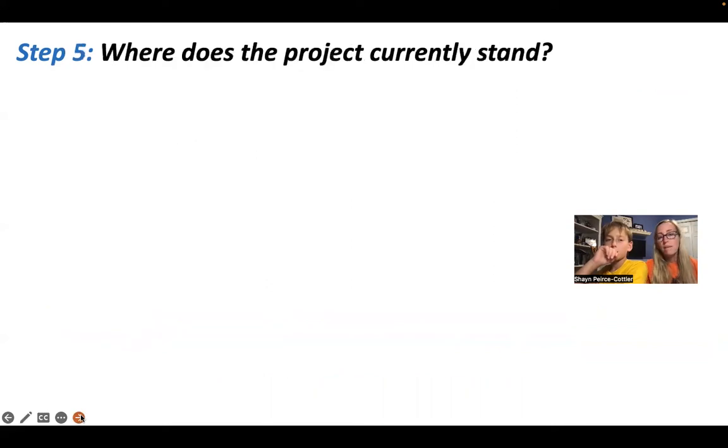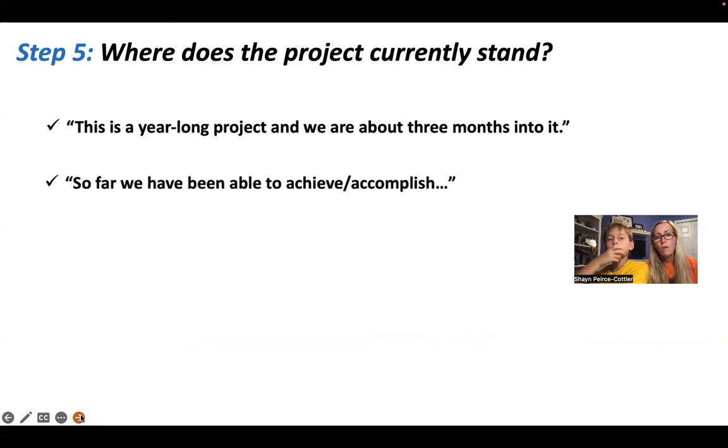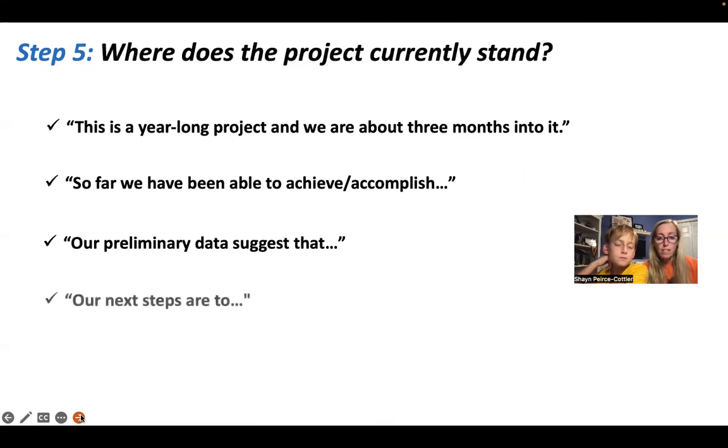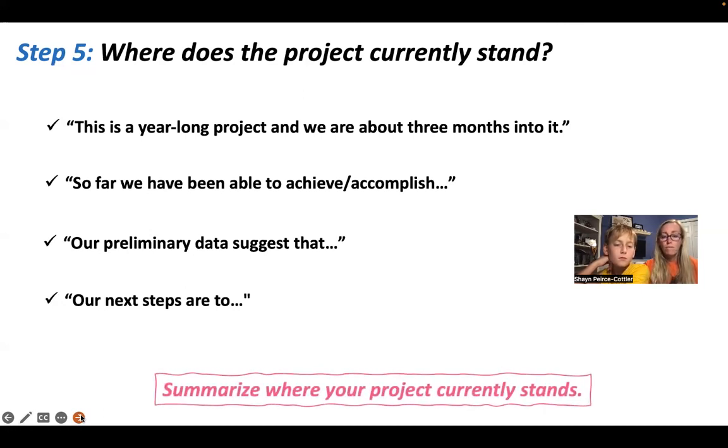Okay, so step 5. This is where you tell the audience where your project currently stands. So for example, this is a year-long project and we're about 3 months into it, or so far we've been able to accomplish such and such, or our preliminary data to date suggests that so and so, or our next steps are to so on and so forth. So for this, it's a nice summary of where you are, and it opens up the door to show where you're headed.